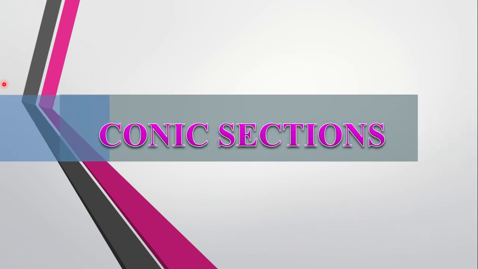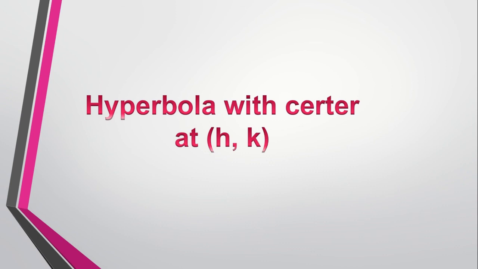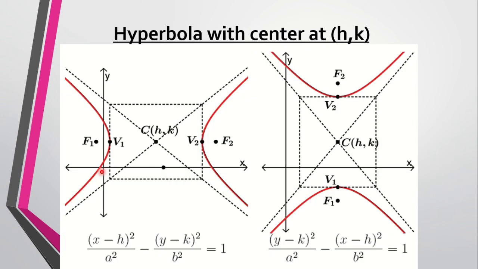Hello. So, conic sections pa rin tayo and hyperbola with center at (h, k). Anong tatandaan natin dito? Ang vertex dito ay hindi na (0, 0), kundi (h, k). So, ito yung ating equation: (x minus h) squared over a squared minus (y minus k) squared over b squared equals 1. So, kagaya ng mga nauna nating conics, ang center natin ay (h, k).